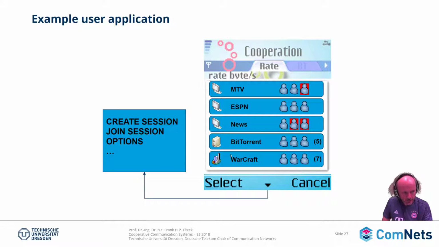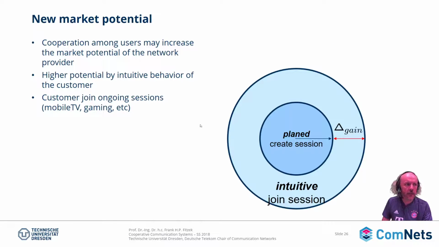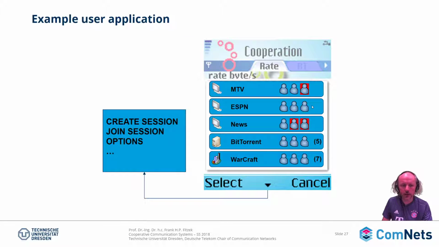Here's one of the things that we invented back then, where we said, hey, here is a group of people that watch MTV, ESPN, News, somebody doing BitTorrent or playing Warcraft. So here we are missing one, here we are missing two people in order to make the service really reliable. And while you see the services, you can even join these services. This is the kind of new market potential we are talking about.